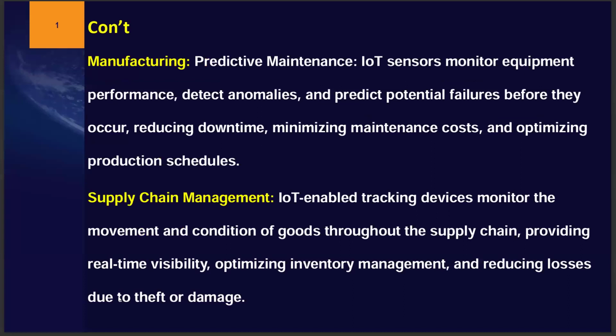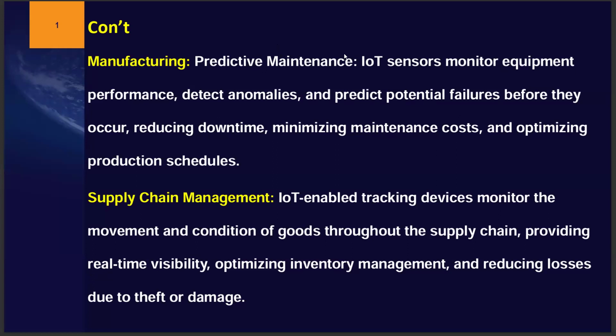Now, another thing is that we also have what we call manufacturing. When you look at one area like predictive maintenance. So in manufacturing, we have what we call predictive maintenance. Now, I think I will remove this word manufacturing and put it on top. Then in manufacturing, we use it for predictive maintenance, where IoT sensors monitor equipment performance and detect abnormalities.